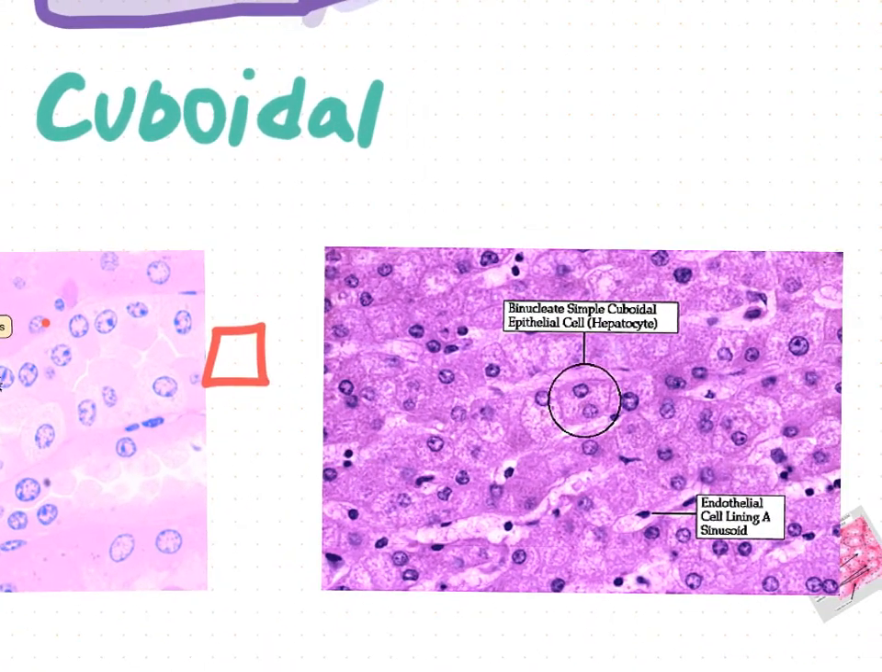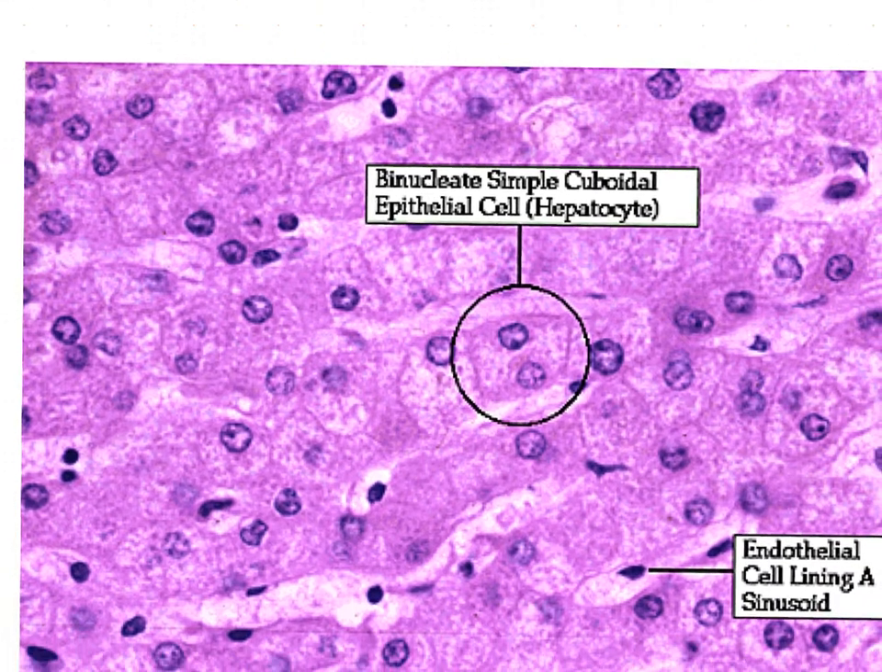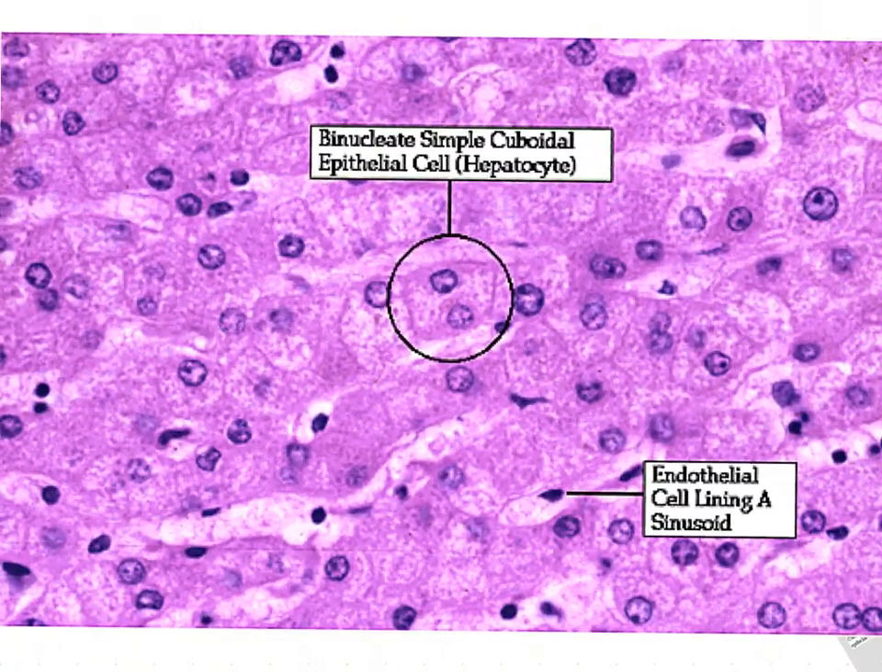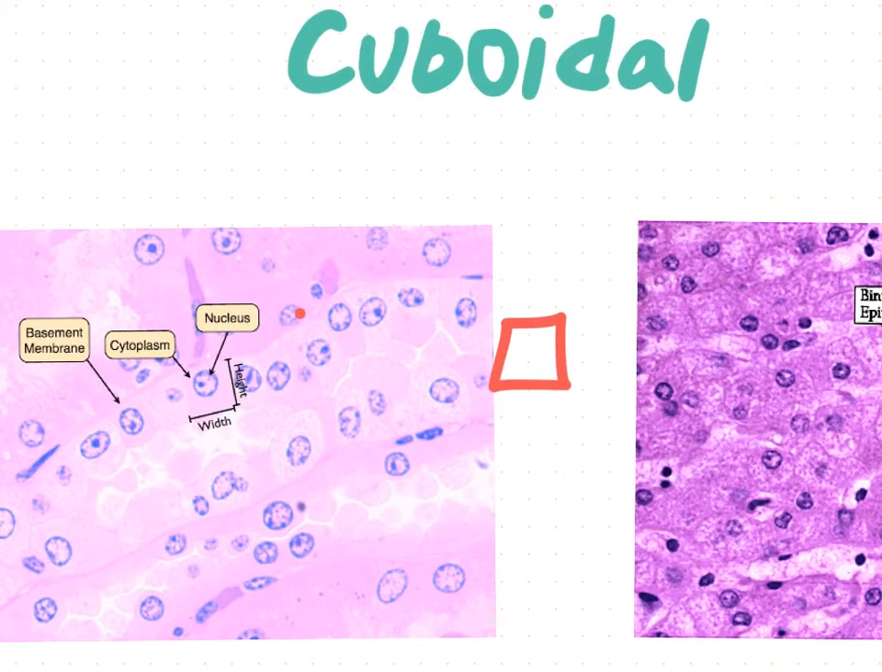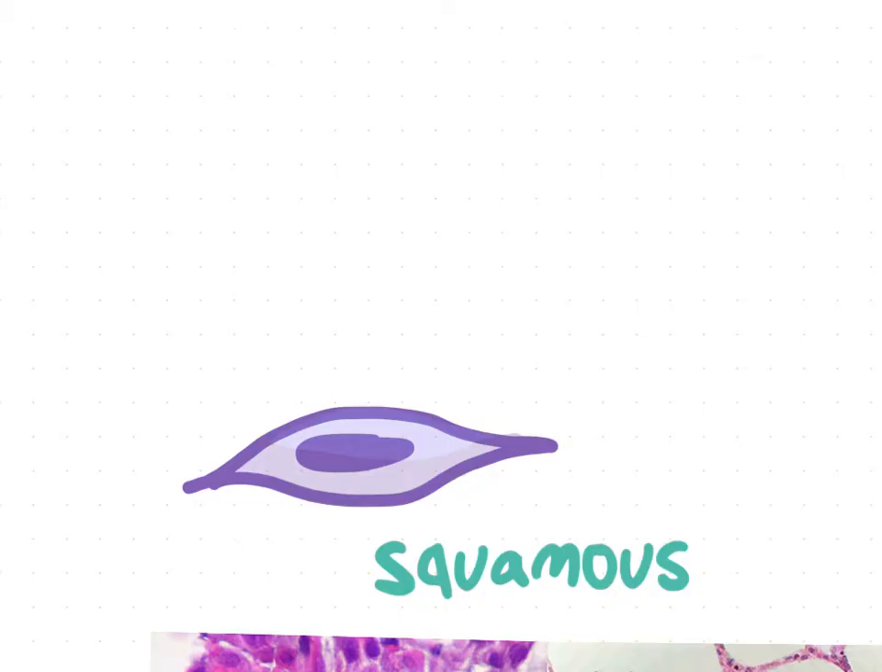So here's another example right here. As you can tell, it's not exactly as box-like as the drawings are, but that's just an example of how they would look. In our bodies, the cuboidal cells form walls for ducts, glands, and the kidney tubules, or the bladder. Alright, now let's go over the squamous cell shape.